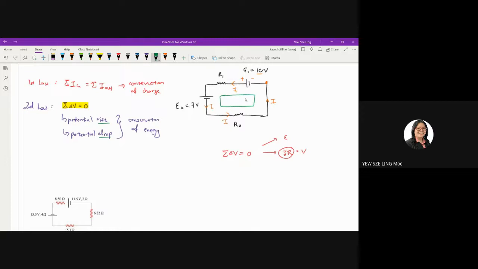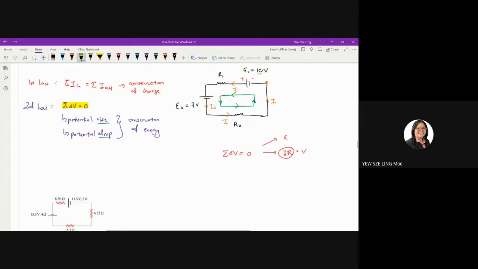Usually I will choose the directions that are the same as the directions of current. So now my current is flowing in the anti-clockwise direction. So for the green color path, I would like to draw it in an anti-clockwise direction as well. I think that is the best. So this is the anti-clockwise direction. If you choose clockwise directions, also can. Just that later on, if I got positive for EMF, you will get negative. I got positive IR, you will get negative, and vice versa.